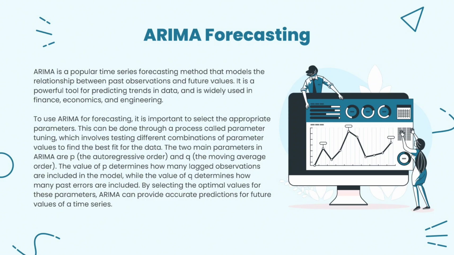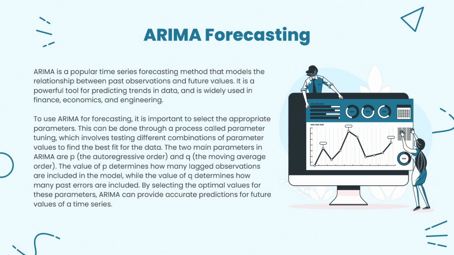ARIMA models are composed of three components: autoregression, differencing, and moving averages. Autoregression involves modeling the relationship between an observation and a number of lagged observations. Differencing involves taking the difference between consecutive observations to remove trend and seasonality. Moving averages involve modeling the error term as a linear combination of past errors. To use ARIMA for forecasting, it is important to select the appropriate parameters. This can be done through a process called parameter tuning, which involves testing different combinations of parameter values to find the best fit for the data.